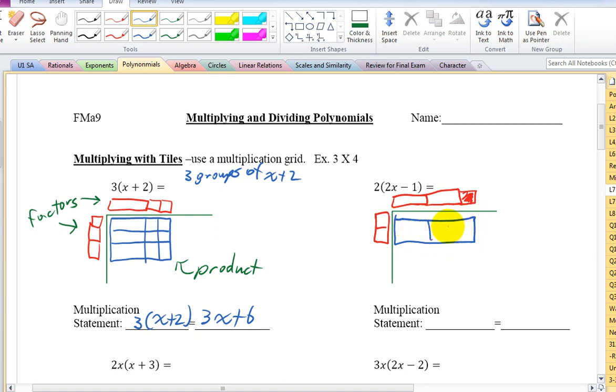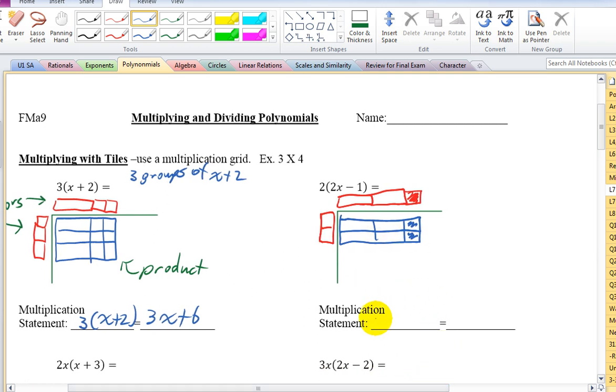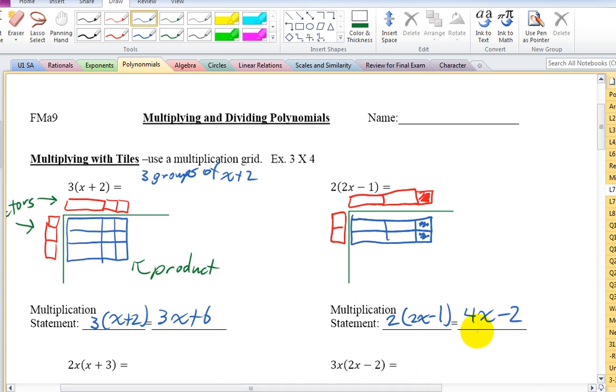So for your product, you have 4 x's. And don't forget to shade your 1 tiles. So altogether, our multiplication statement is 2 times 2x minus 1 equals 4x minus 2. So, what can you guys notice anything? What do you guys notice?